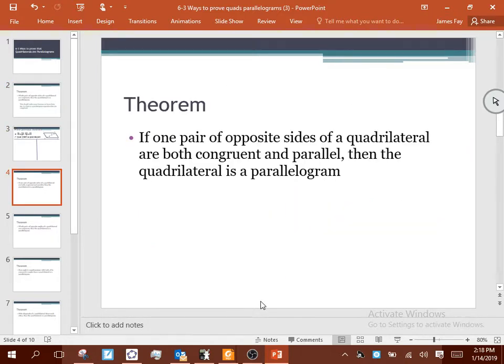Here's another one. Another reason why a quadrilateral can become a parallelogram. So if one pair of opposite sides of a quadrilateral are both congruent and parallel. So just one pair. Don't even care about the second pair. Just one pair is congruent, and that one pair is parallel. That will make a parallelogram.